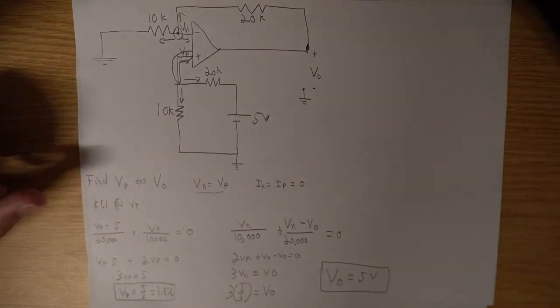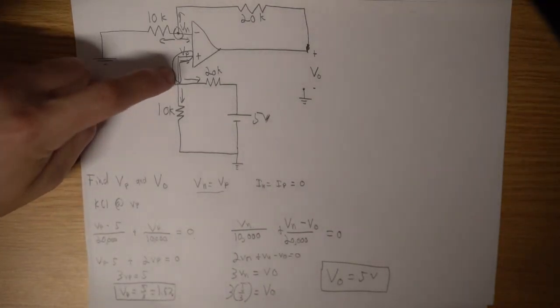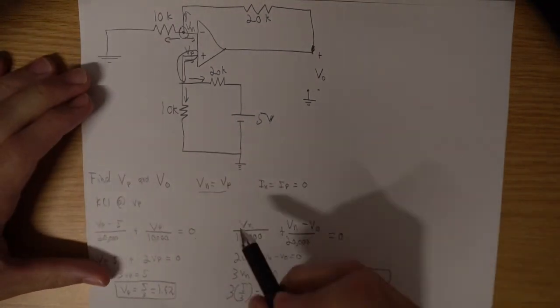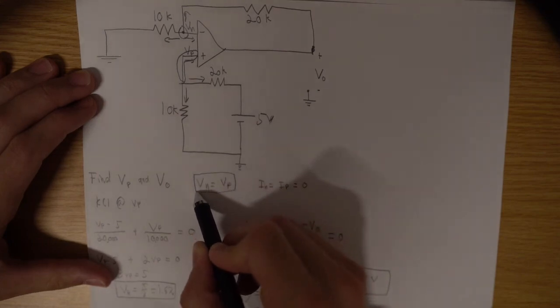Remember, the only two really important steps for this one are to use the node voltage method, KCL at Vp, and then remember this key step here, that Vn in an op-amp is always equal to Vp, and that'll get you the rest of the problem.